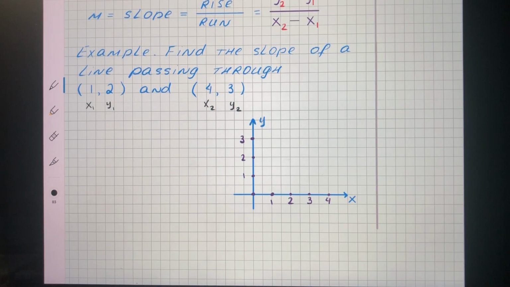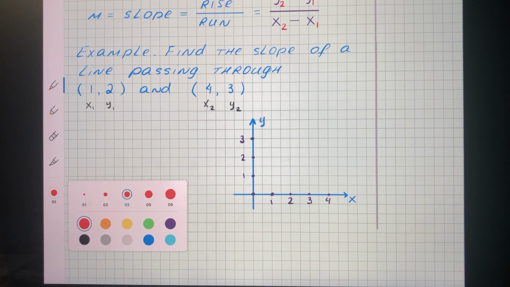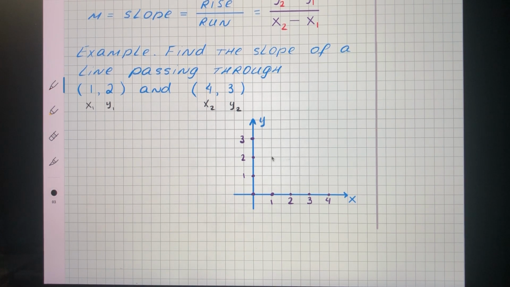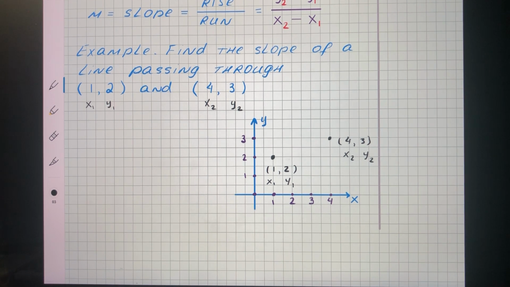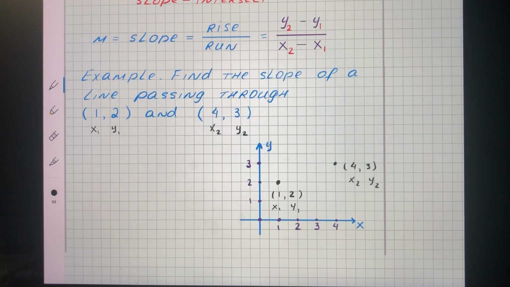So let's plot them. The first point, (1, 2), is right here, and this is x sub 1, y sub 1. The second point is (4, 3): 4 for the x, 3 for the y, and this is x sub 2, this is y sub 2. Now, using the formula rise over run, let's find the slope.